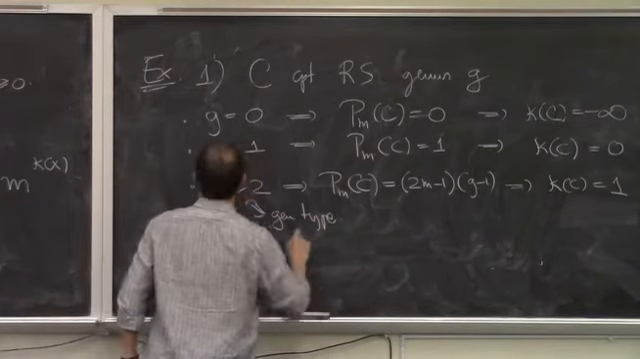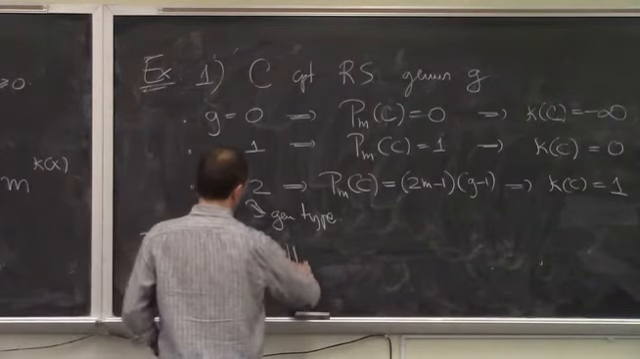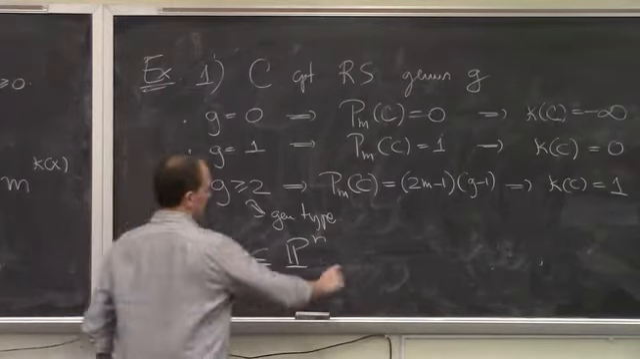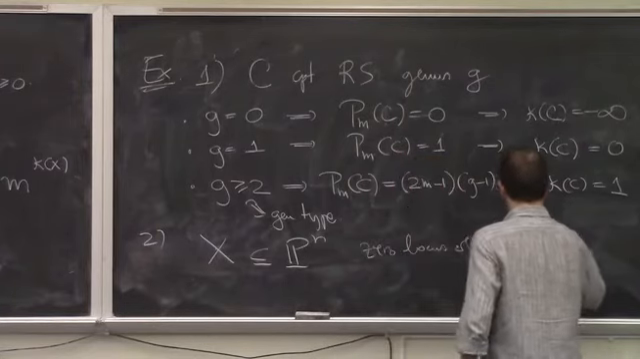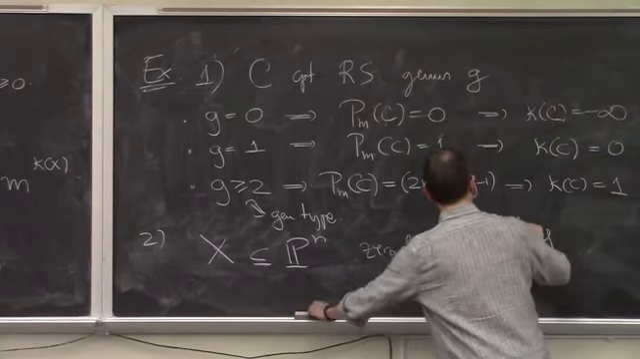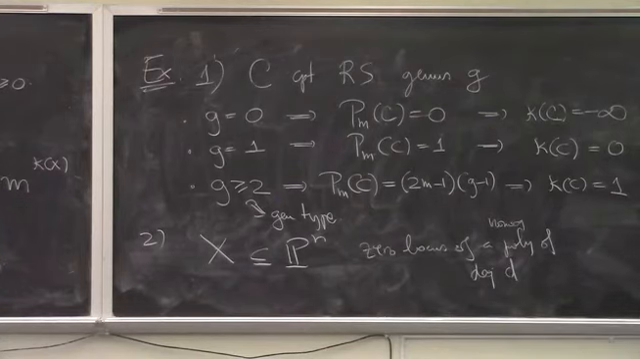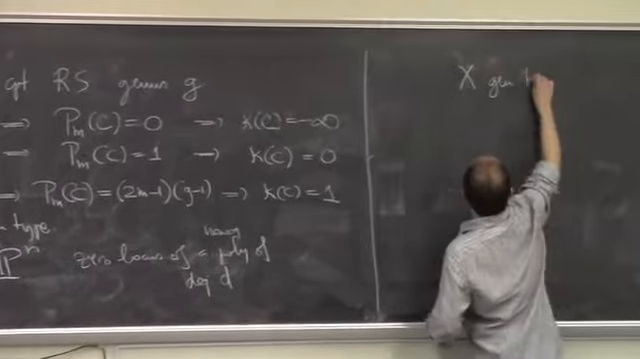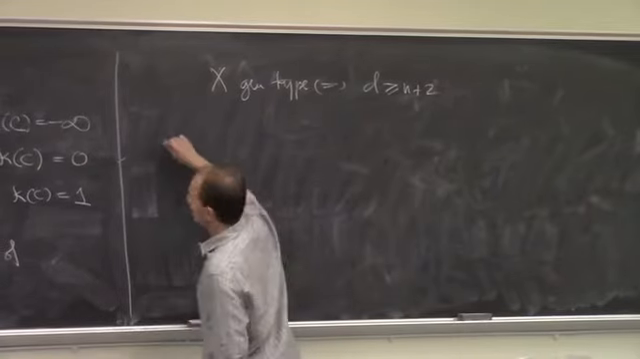Okay, there are other basic examples of such manifolds. For instance, you could be looking at a hypersurface in projective space, say the zero locus of a homogeneous polynomial of degree d. And it turns out that these are of general type if and only if d is sufficiently large, in fact at least n plus 2.